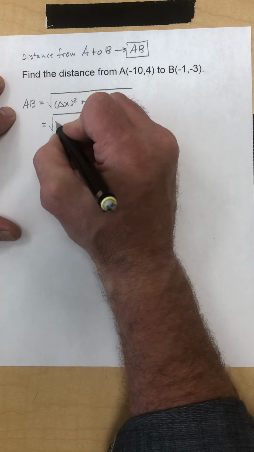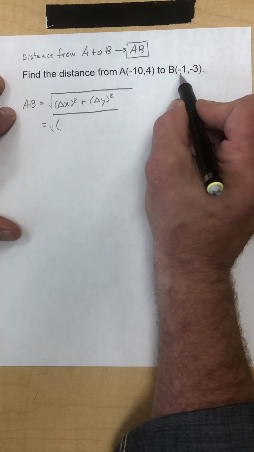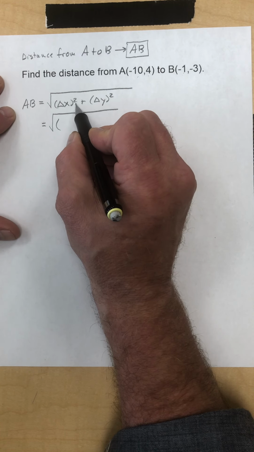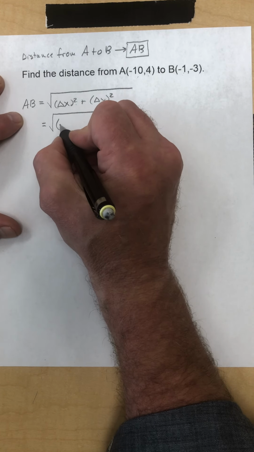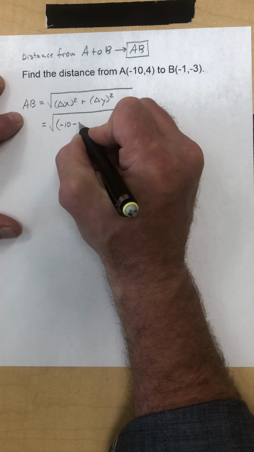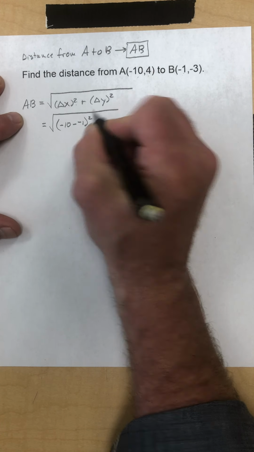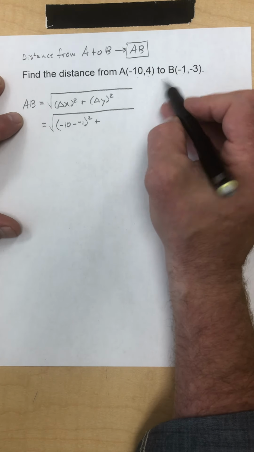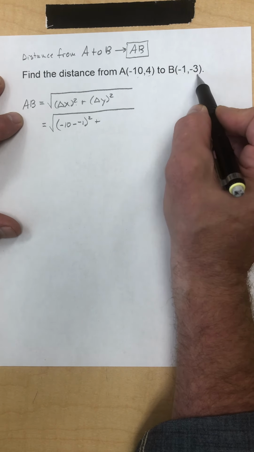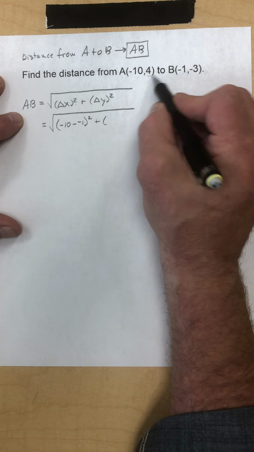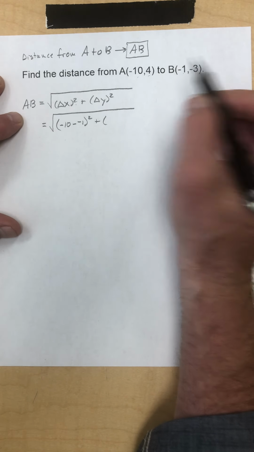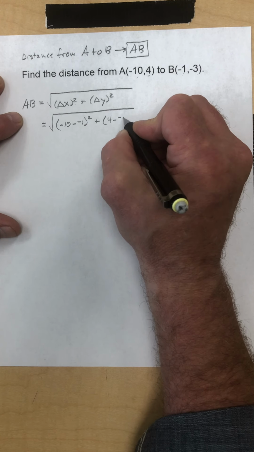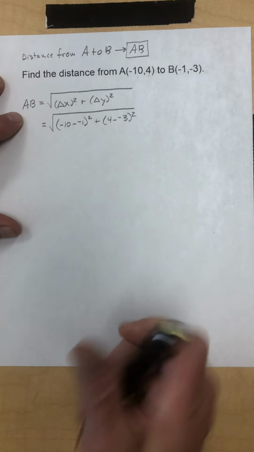All right, so let's see what we got. I can go -10 minus -1, or I can go -1 minus -10. It makes no difference because I have to square the answer. So I'm going to go -10 minus -1, and then don't forget you got to square that. Plus delta y, which would be the difference between the y coordinates. So I could go 4 minus -3, or I could go -3 minus 4. It makes no difference because I'm going to square it. 4 minus -3, like that.